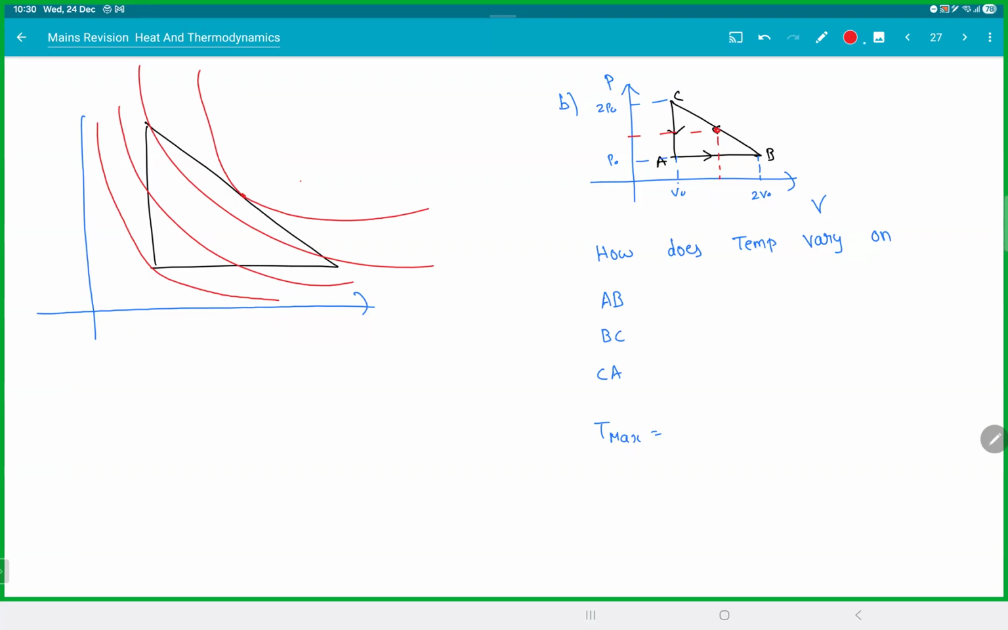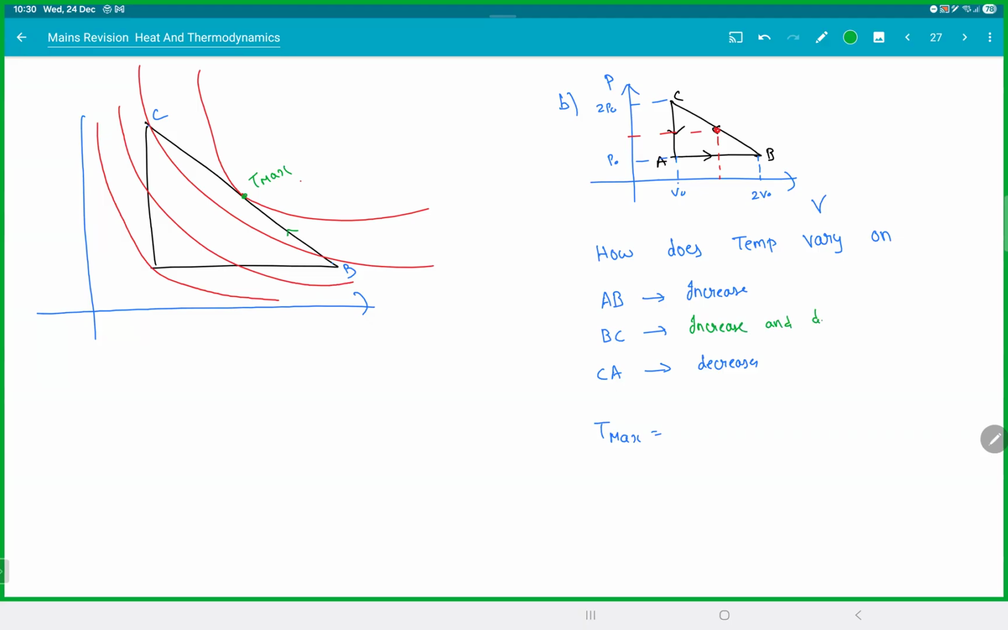So you can clearly see when you go from A to B, you are going on a higher isotherm. So A to B temperature increases. A to C also temperature increases. C to A temperature decreases. B to C, look at the isotherm. This is B and this is C. So when you go from B to C, this point is the maximum temperature. So you increase and decrease.